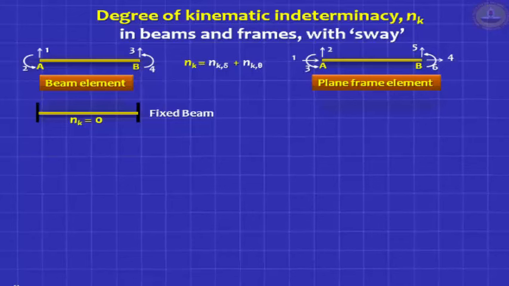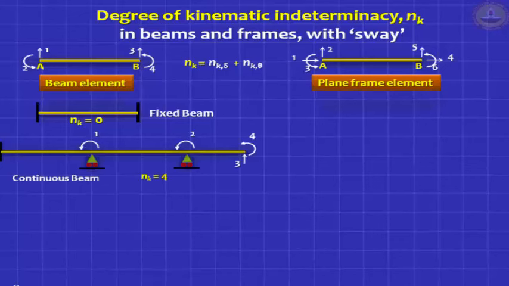So nk is 0, and let's take a continuous beam. You have a rotation at every joint except the fixed end, so you have three rotations and you have one translation at the cantilever overhang end. So your kinematic indeterminacy for that problem is 4, three rotations and one translation. And let's take a fixed beam which is non-prismatic. So at the joint, you have one unknown translation and one unknown rotation, so nk is 2. So in this manner, for beams, you can easily find out the degree of kinematic indeterminacy with and without sway.